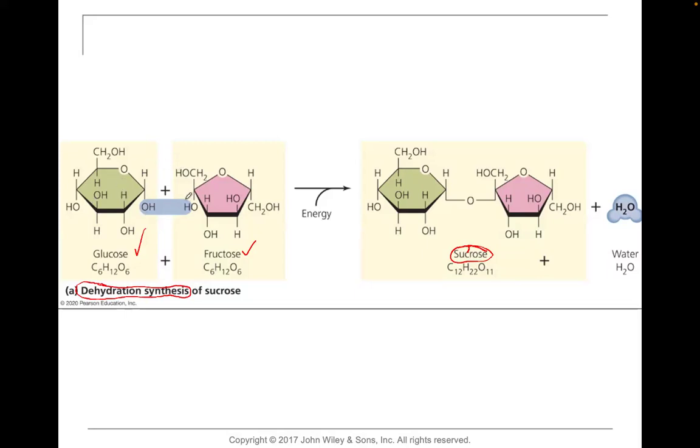When we bring these together, look what the body does. Dehydration synthesis. It's pulling water out of this. How? It takes this hydrogen and this hydrogen. What do you get when you bring 2 hydrogens together and an oxygen? You get this on the other side. You get H2O. So when you bring glucose and fructose together through dehydration synthesis, what that gives us is sucrose plus water.